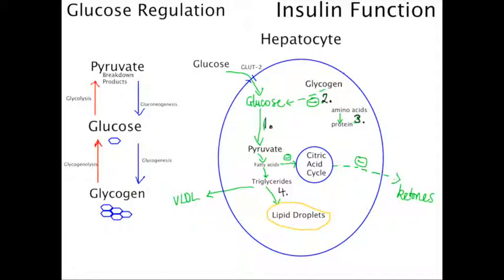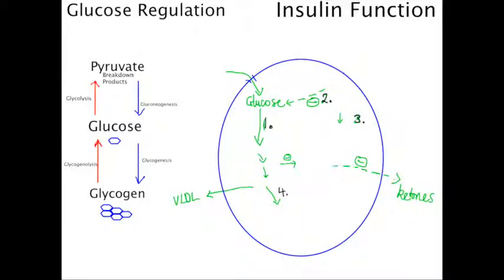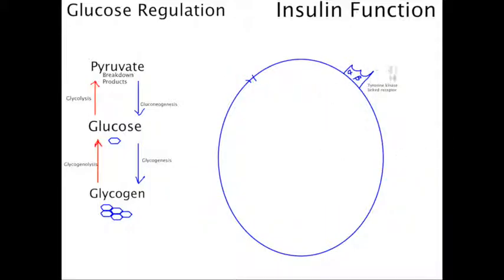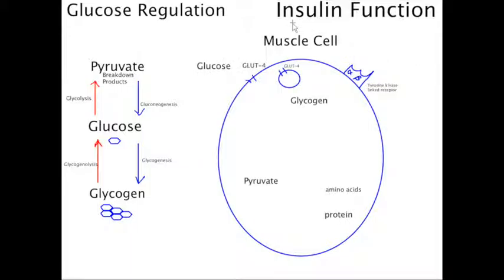Okay, now if we'd like to move on to the muscle cell and the function of insulin in a muscle cell. So the muscle cell has a tyrosine kinase linked receptor for insulin, which we're going to talk about a bit more on the muscle cell in terms of its role rather than in the hepatocyte. The muscle cell is receptive to insulin, the molecule. So we'll just have the insulin coming in here.